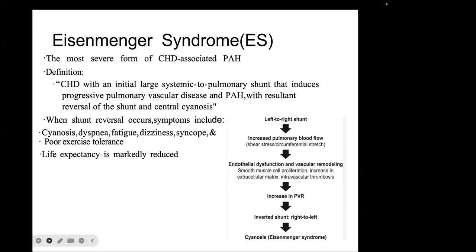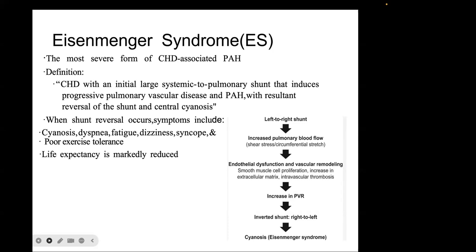Eisenmenger syndrome is the most severe form of congenital heart disease associated with pulmonary artery hypertension. CHD with an initial large systemic to pulmonary shunt induces progressive pulmonary vascular disease and PAH, with resultant reversal of shunt and central cyanosis. When shunt reversal occurs, symptoms include cyanosis, dyspnea, fatigue, dizziness, syncope, and poor exercise tolerance. Life expectancy is markedly reduced.